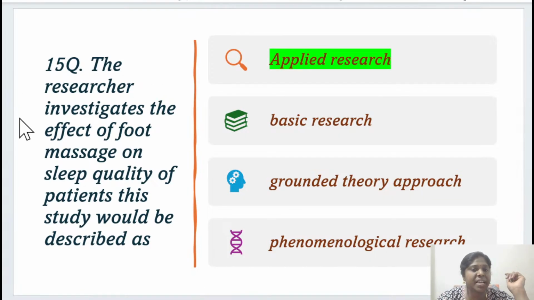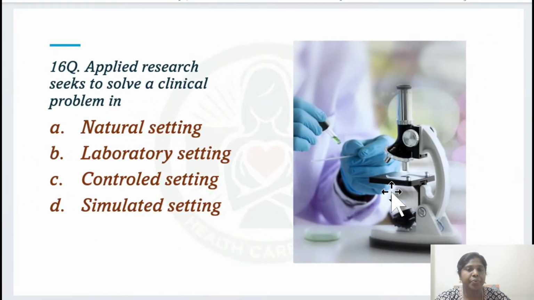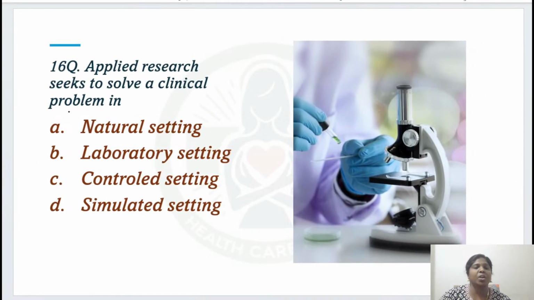So the researcher investigates the effect of foot massage on sleep quality. This is called as the applied research. Next question. Applied research seeks to solve a clinical problem in which setting? Whether it is in the natural setting, laboratory setting, controlled setting or simulated setting. The applied research, the real world problem we are going to solve now, where does it happen, in the natural or laboratory, controlled or simulated? Tell me.